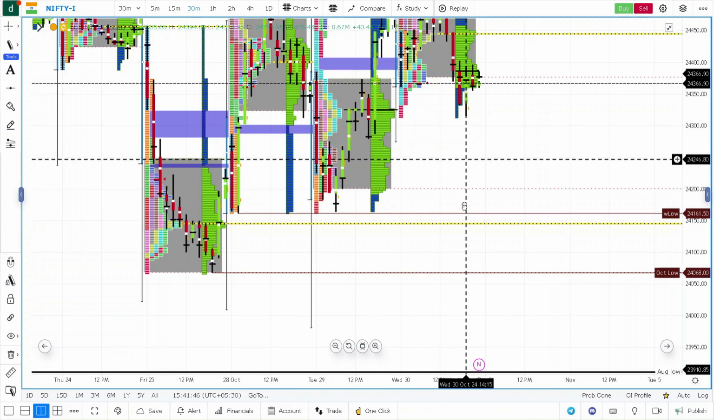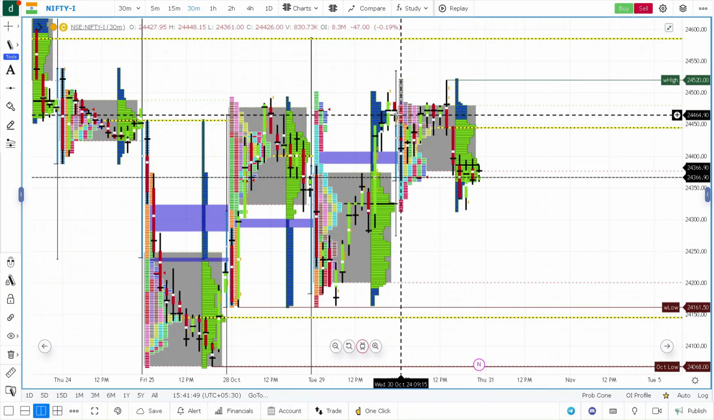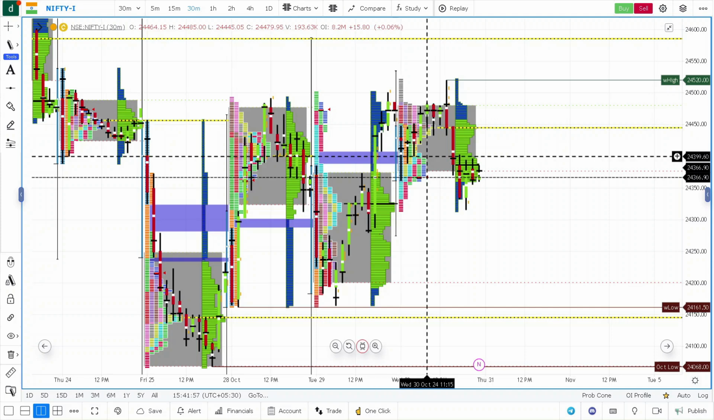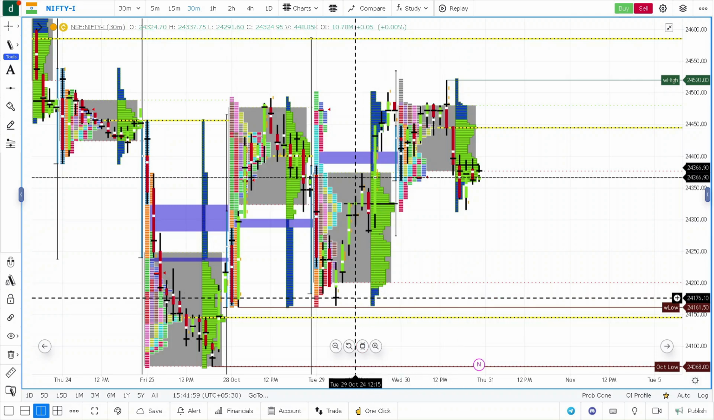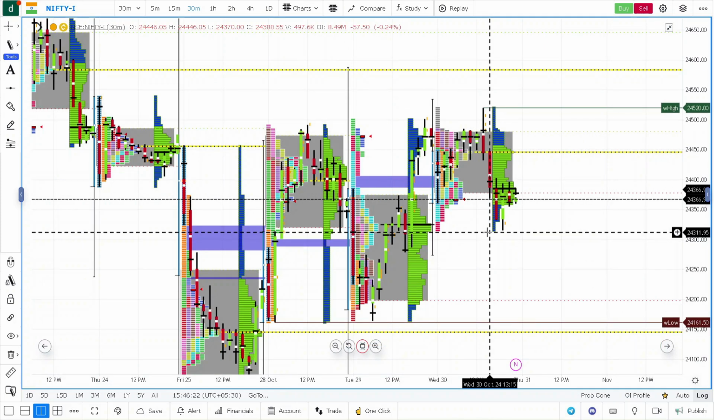Whatever the up move is there, it's because Deepavali is coming on Friday, so it's a holiday. The extra theta will be there for these big players. So what they do with that extra theta is try to move the markets in their favor. So this is with Nifty, guys.